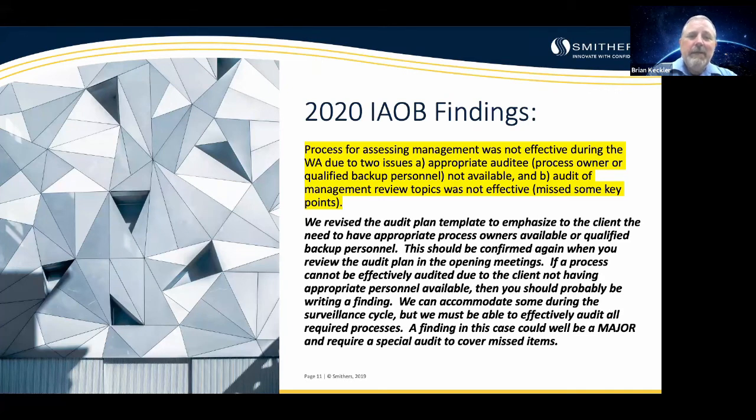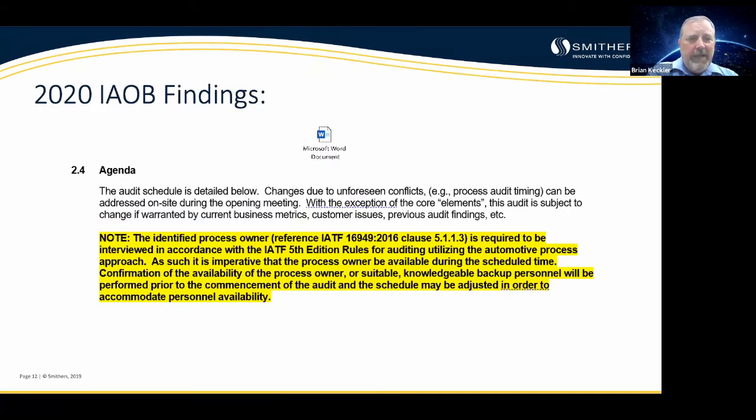Next slide, please. And this is where we added the note in section 2.4, just under the agenda. There's a note that's highlighted. It's intended to be there for the client to make sure that they've identified the process owners that need to be available for us to be able to follow the automotive process approach and to effectively audit the process. So please make sure you ask that question in your opening meetings. Confirm that they have the appropriate people available or knowledgeable backup people that can help cover the requirements.